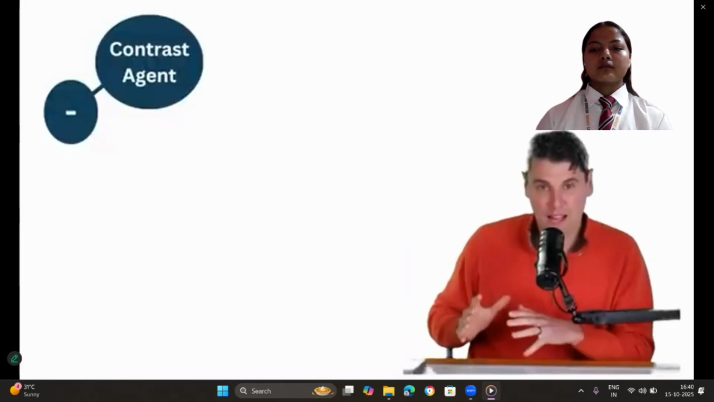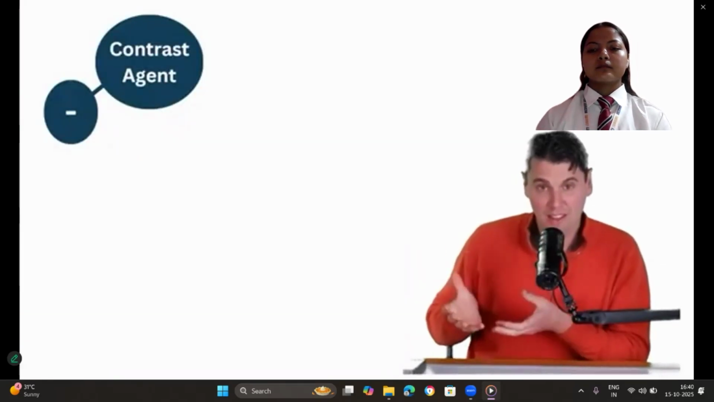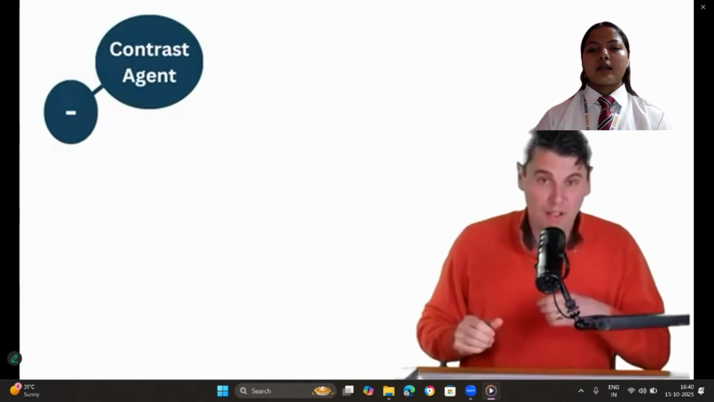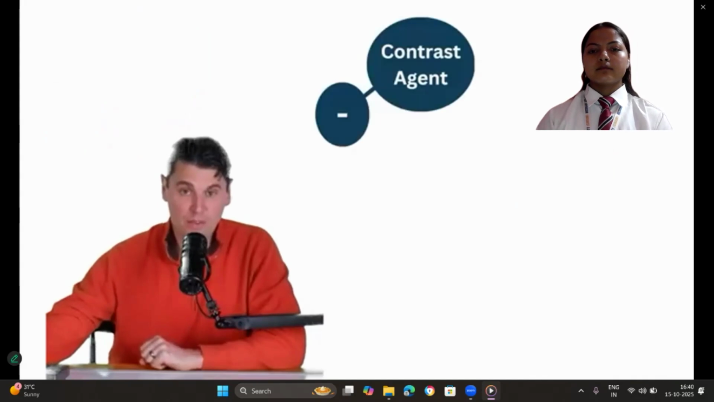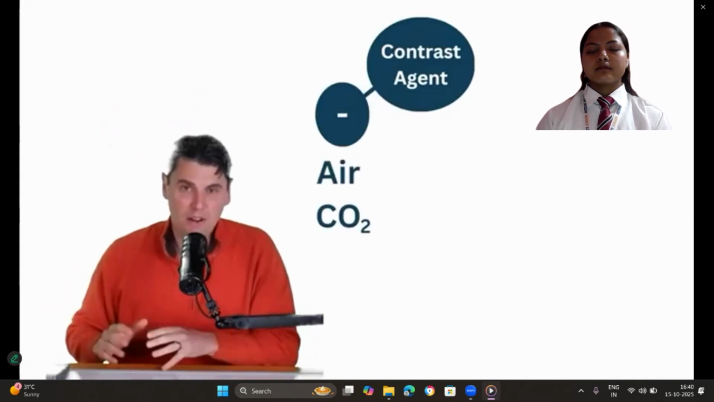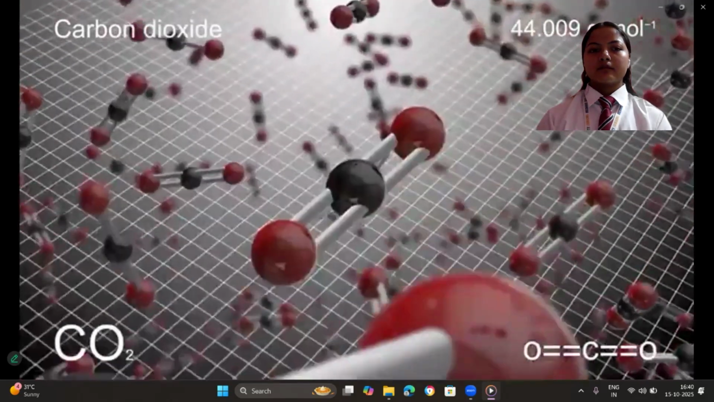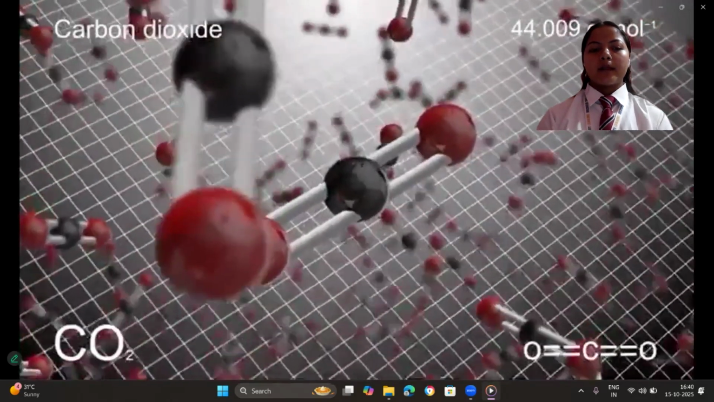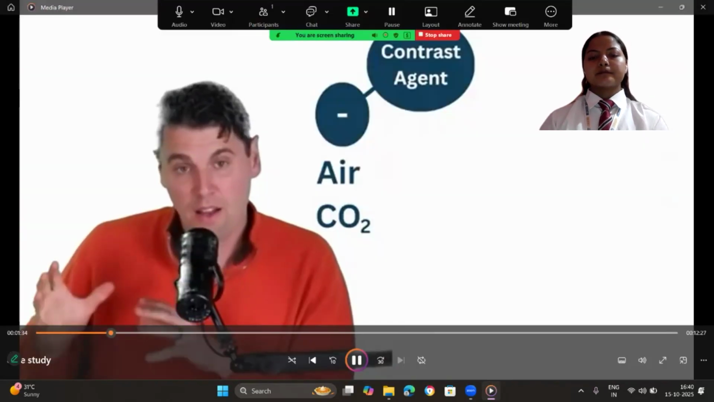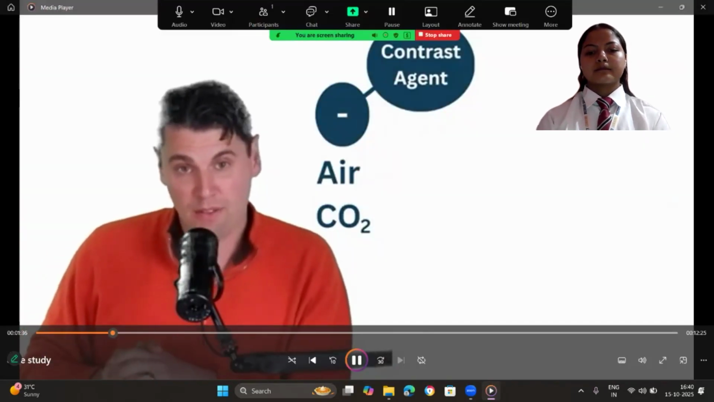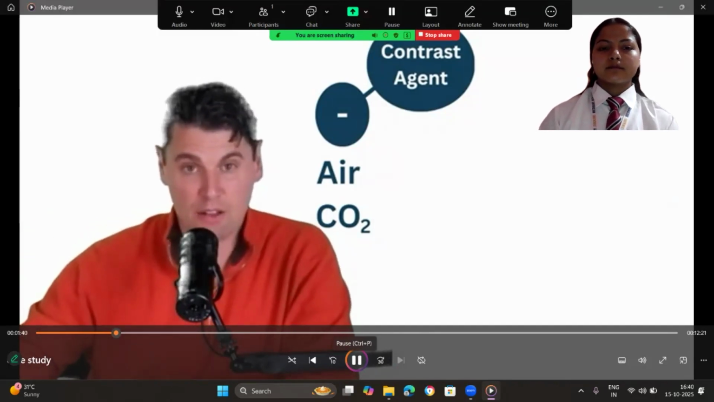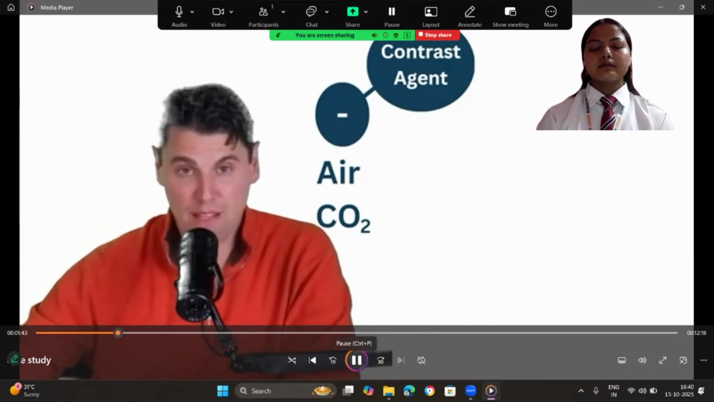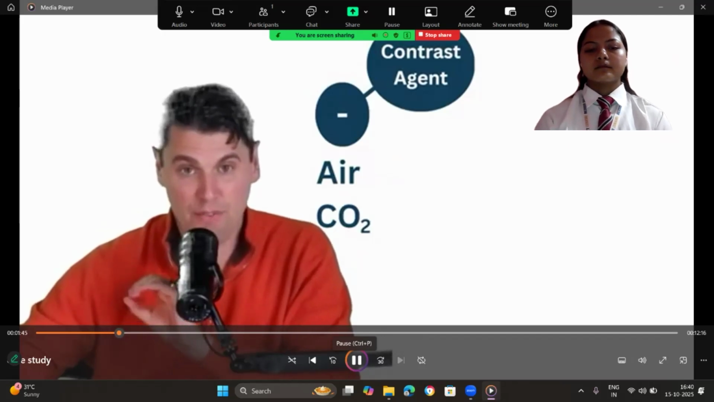In order to improve the contrast, you have to change the X-ray attenuation. You can either change it in a negative manner or change it in a positive manner. So first off, we'll talk about changing the X-ray attenuation in a negative manner. And that can be done especially well by using air or by using carbon dioxide. Air and carbon dioxide both have a very low X-ray attenuation. They're relatively low Z and they're low in density. So those are both things that are going to mean they're going to attenuate your X-rays less.